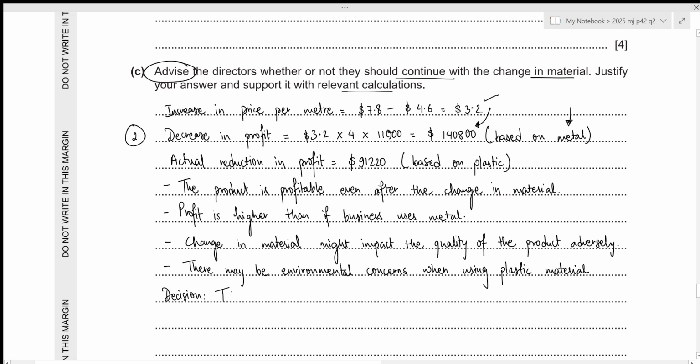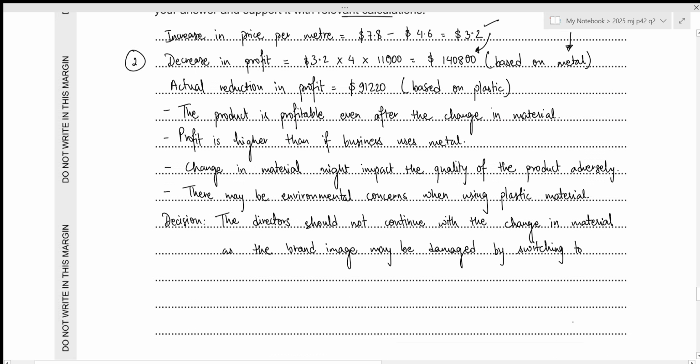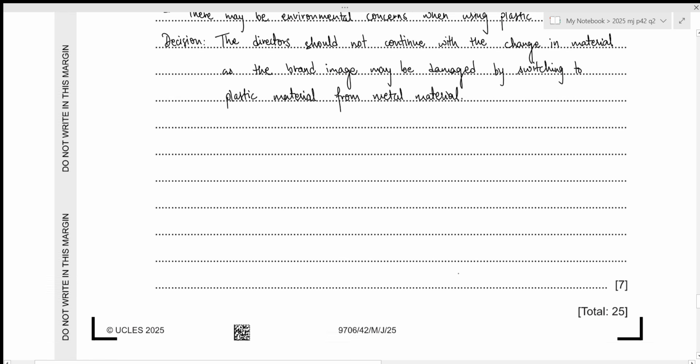Let's write it down. The directors should not continue with the change in material as the brand image may be damaged by switching to plastic material from metal material. Alright, that is all for this part as well as the entire question.